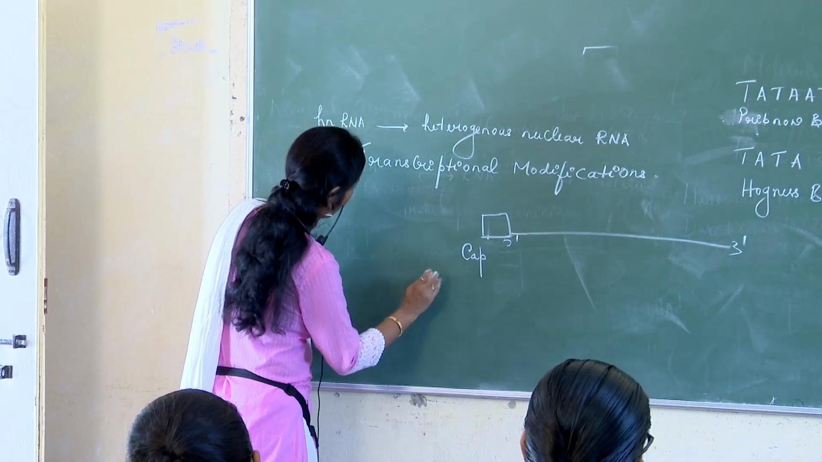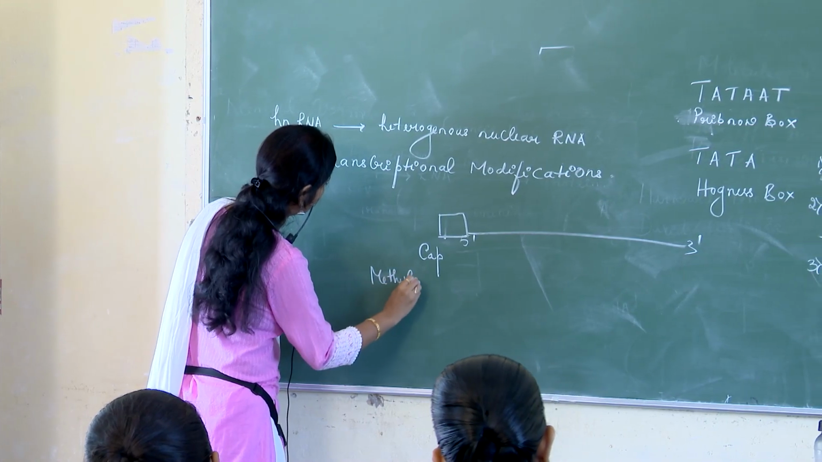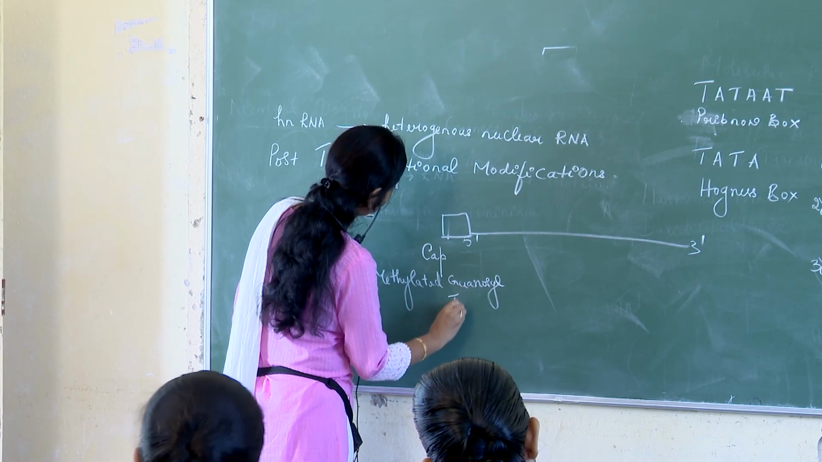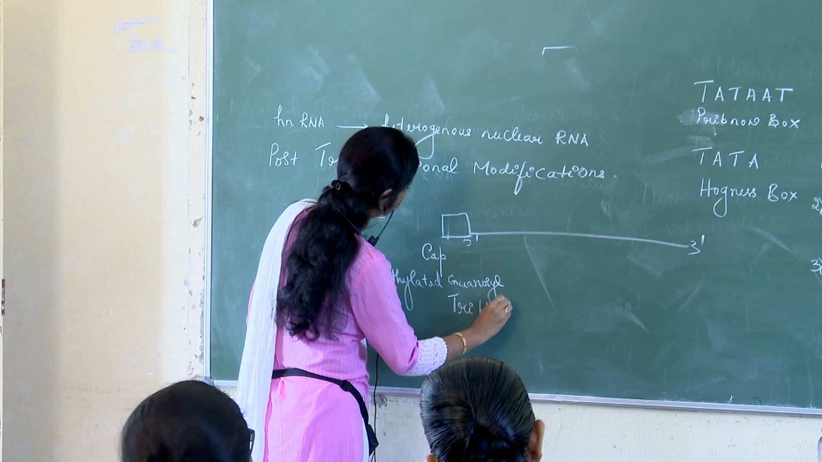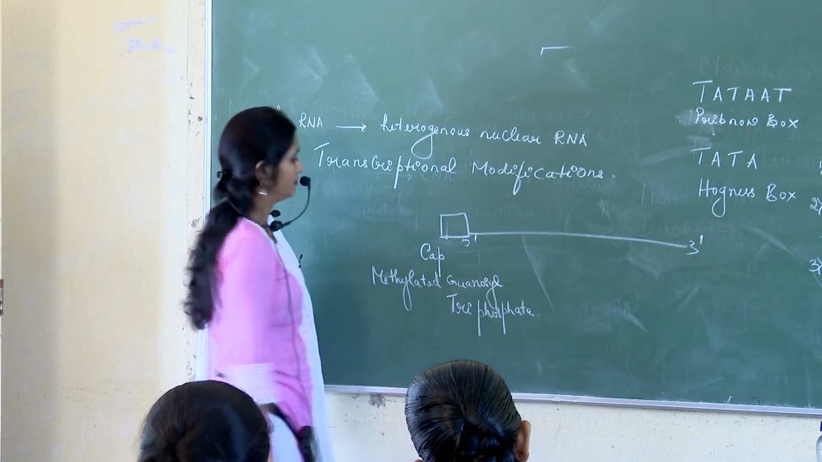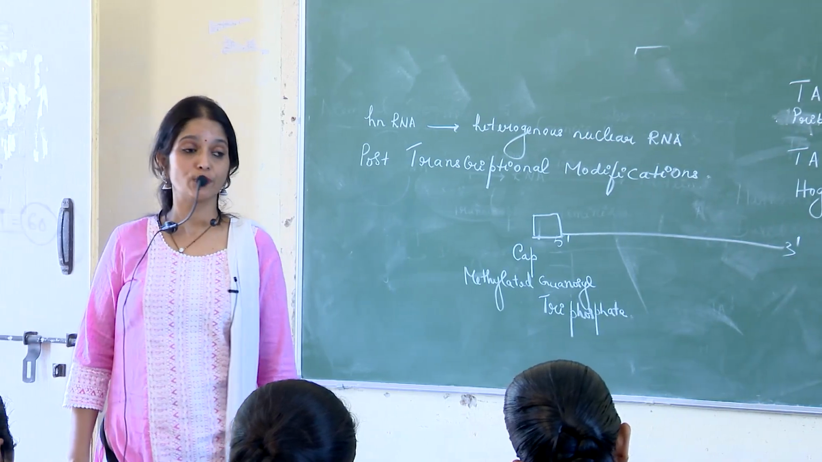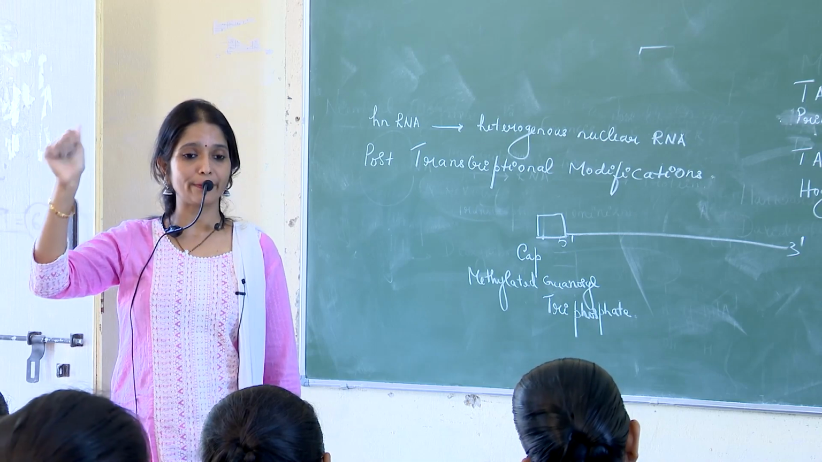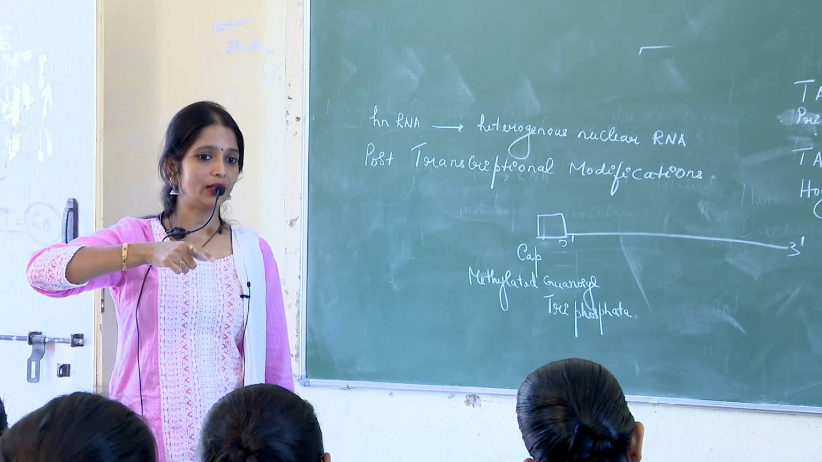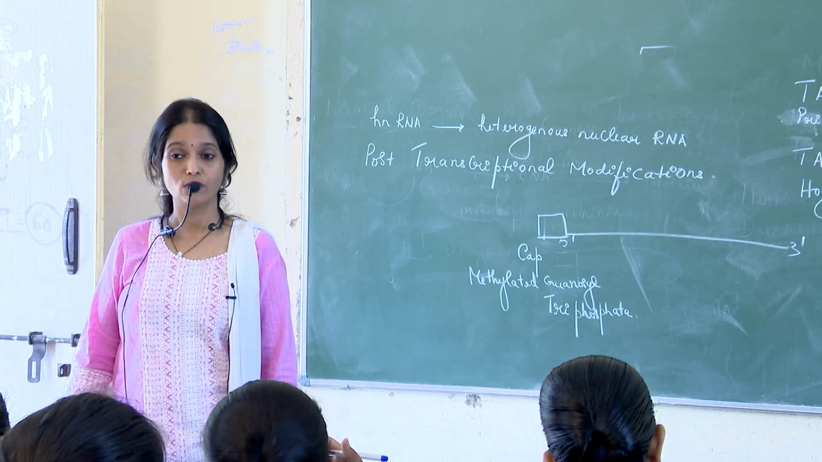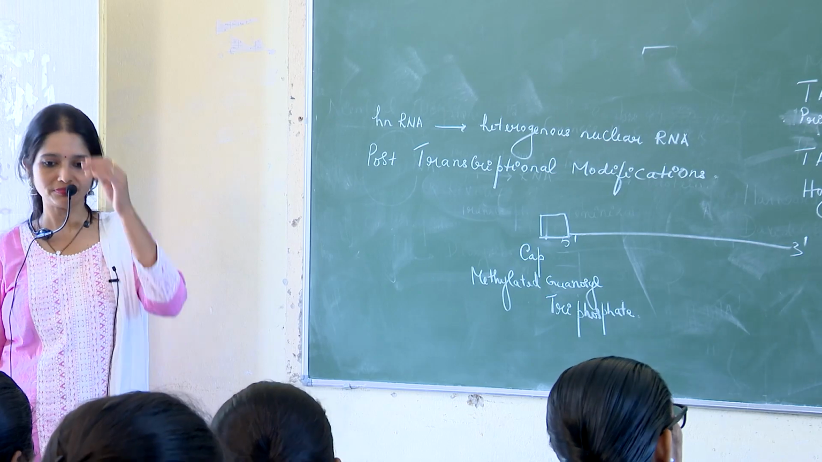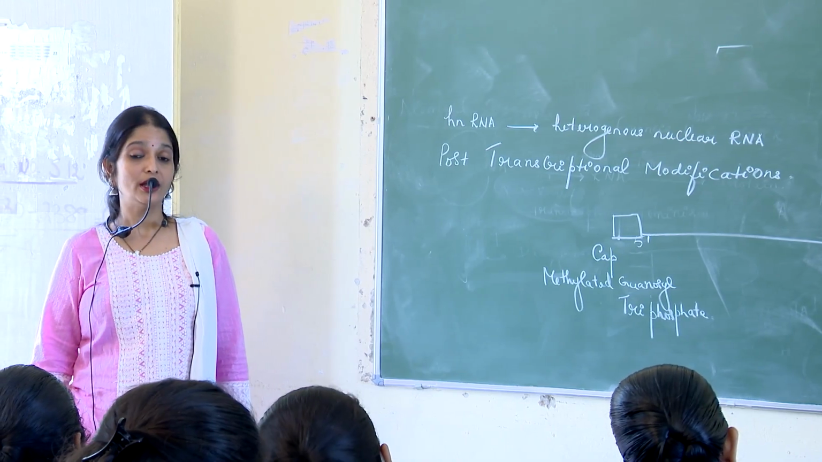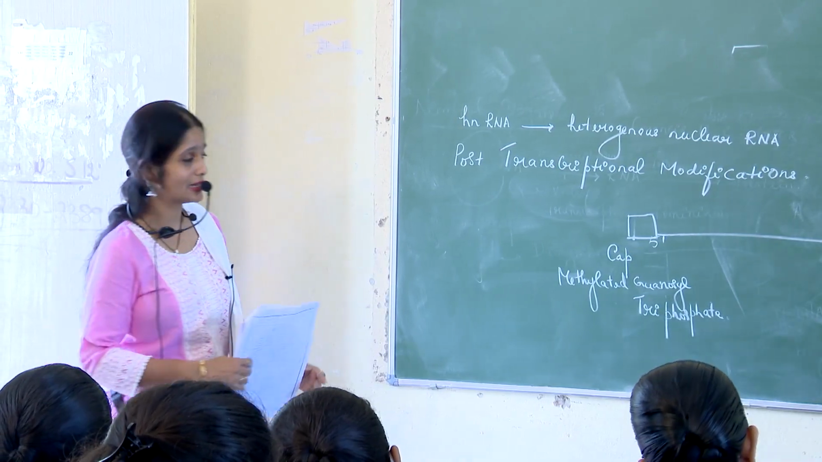What is in the cap? Methylated guanosyl triphosphate. So in post transcriptional modification, the first step is addition of cap region. Cap region to which end of hnRNA? 5 prime end. What is the cap region made up of? Methylated guanosyl triphosphate. Yes. The second step is splicing.